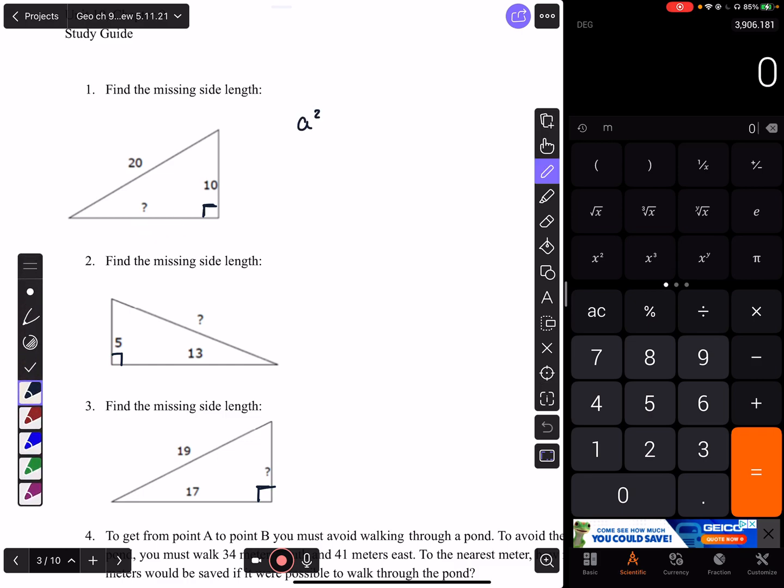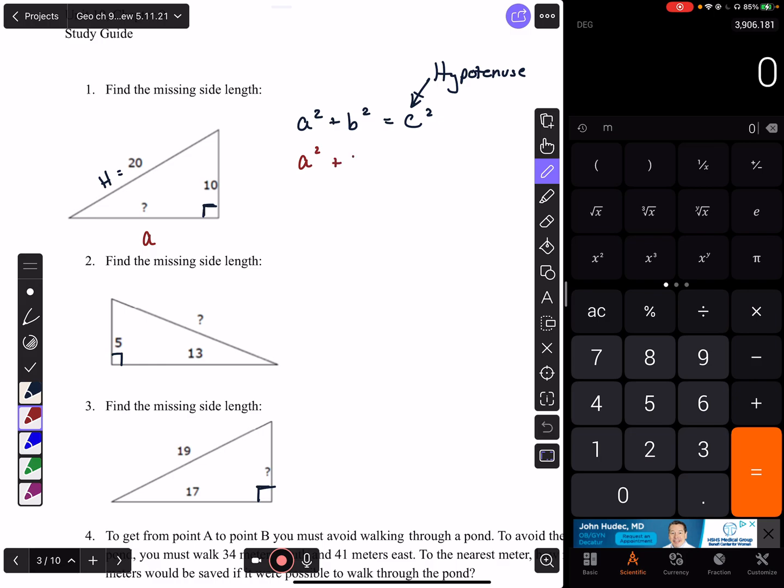That's the Pythagorean Theorem. Now you have to remember, C is always the hypotenuse. So find that guy first if you can. There's our hypotenuse right there, so that's got to be the C. So now we just have to substitute in. I'm going to let A be the side I don't know. It doesn't matter.